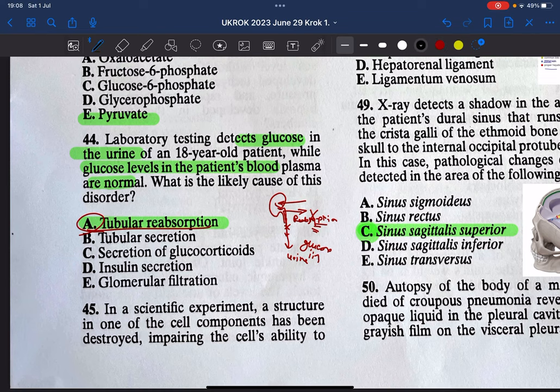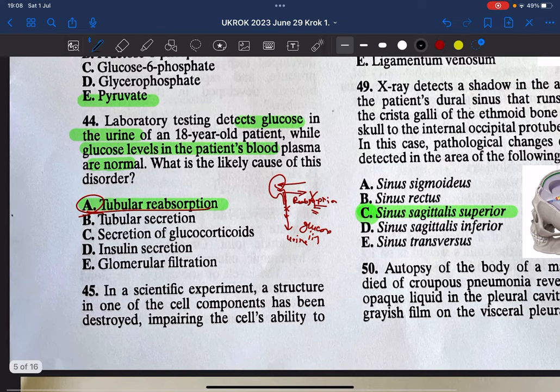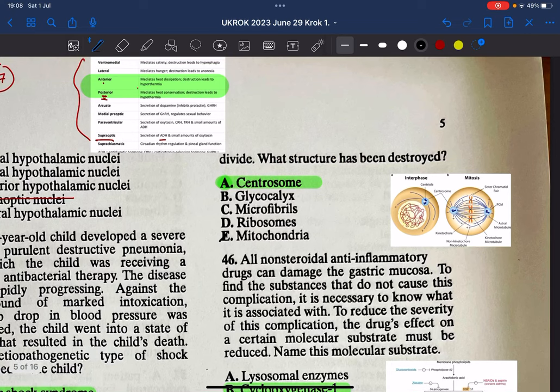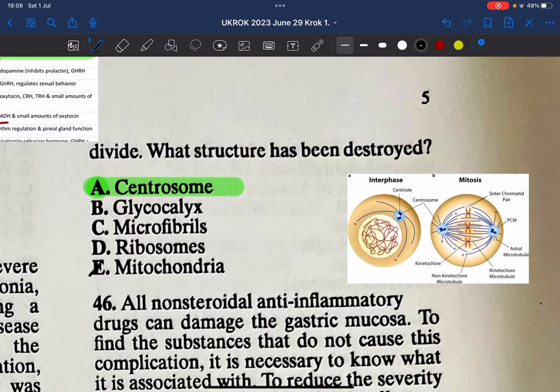In a scientific experiment, a structure in one of the cell components has been destroyed, impairing the cell's ability to divide. What structure has been destroyed? One of the structures responsible for the division of the cells is the centrosome. As you can see here, it has these microtubules that pull the chromosomes to the pole of the cell, and they are important for cell division, so centrosome.